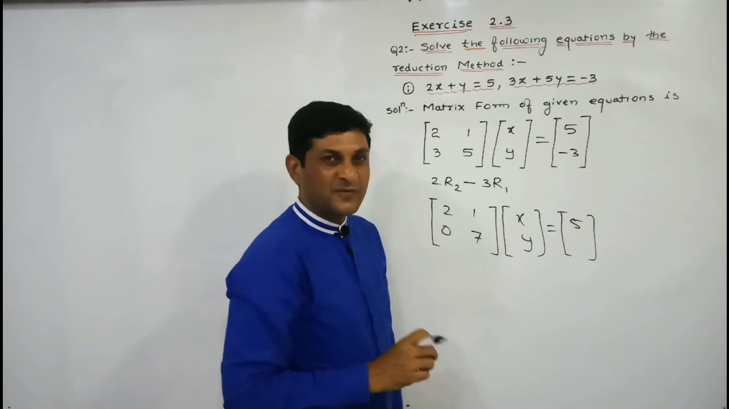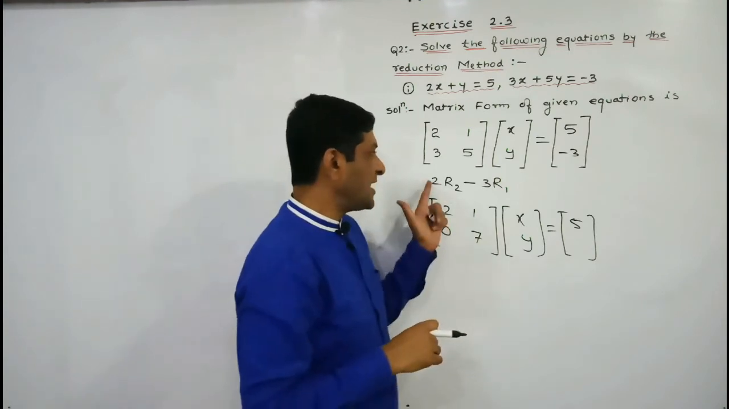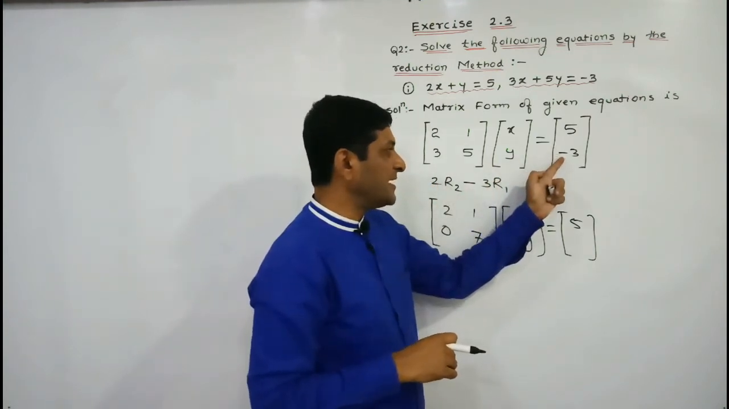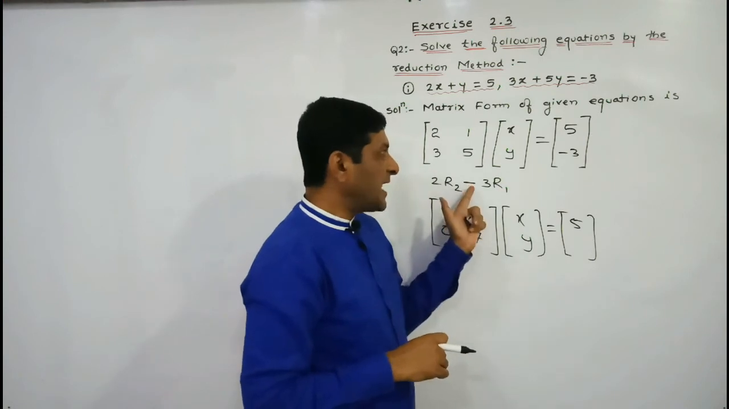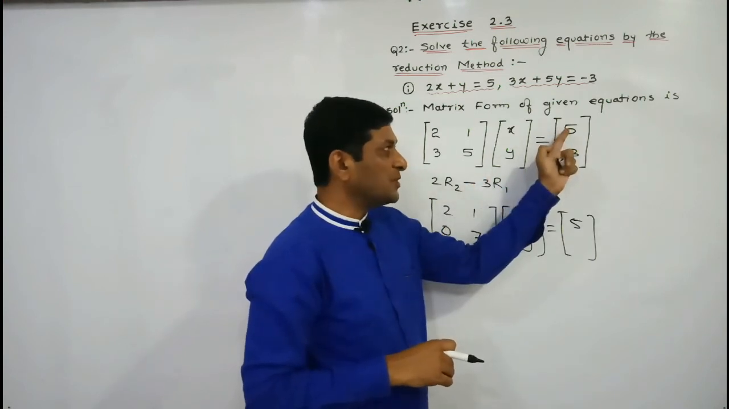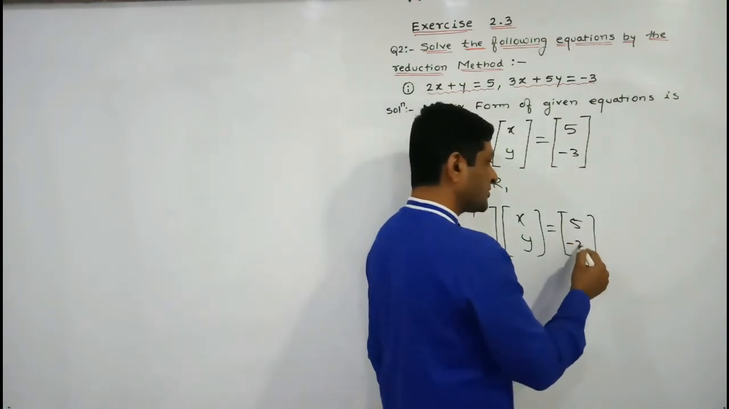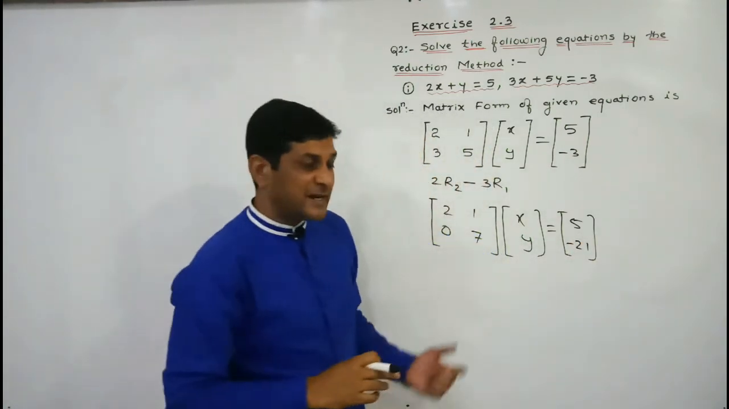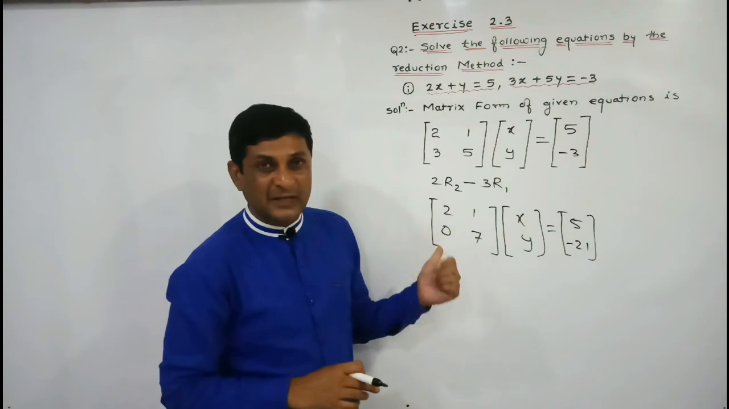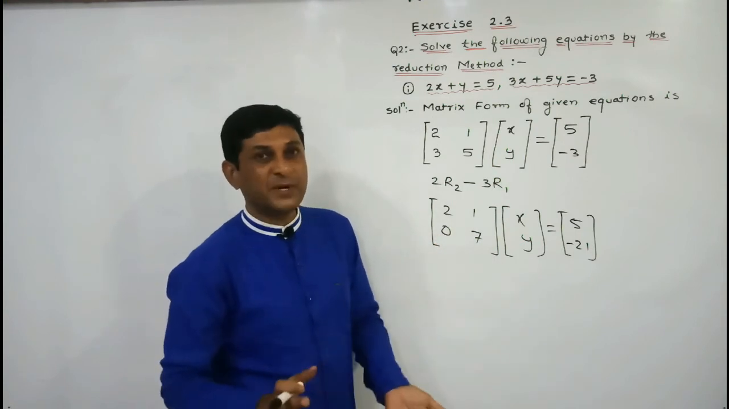On this side also perform this operation very carefully. We are multiplying R2 by 2. What will we get? -6. Multiply R1 by -3. So here we'll get -15. -15 minus 6 will become -21. Once this matrix becomes what? Upper triangular. Yes, now this matrix is upper triangular.